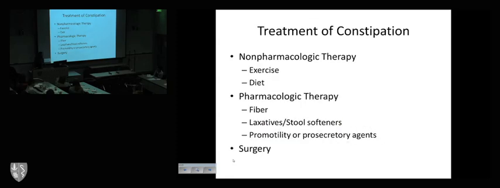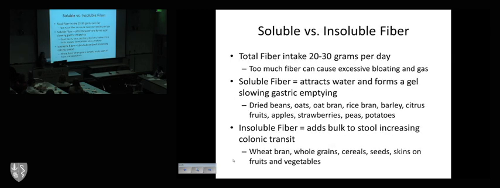So then treating constipation, you have non-pharmacologic, pharmacologic therapy and surgery for absolutely severe patients. In the non-pharmacologic therapy, there's exercising, so if you're able to increase activity, diet, and then pharmacologic therapy, I'll go into a little bit more detail. With the diet, you have soluble and insoluble fiber, and there's definitely a difference. So the goal is to get about 20 to 30 grams of fiber per day. Don't overdo it, because more than 30 grams does not increase the rate of bowel movements, but increases bloating, gas, and any discomfort that can occur from this excessive bloating.